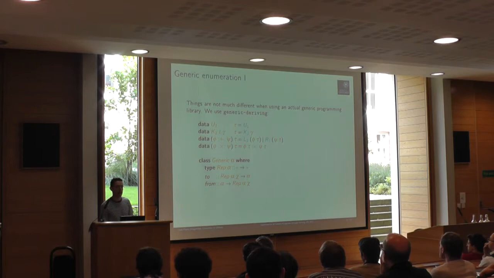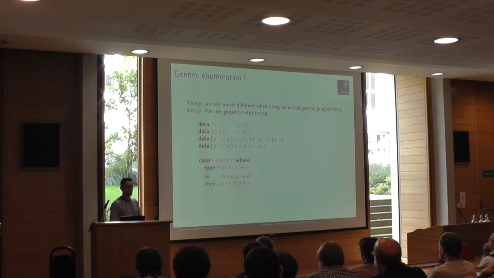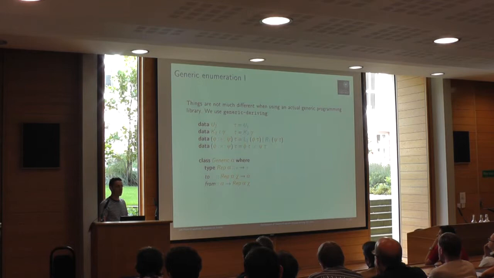I'm using the generic deriving library. It comes with UHC and GHC. There's a lot of detail that I can't cover, but you can basically see these as the representation types, things that you're going to represent your data types with. There's a sum, a product, a unit, and a constant, which we basically use to tag recursion.